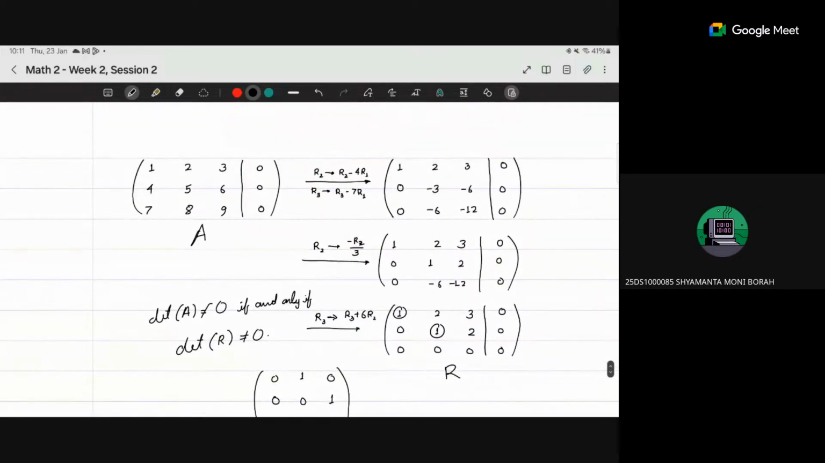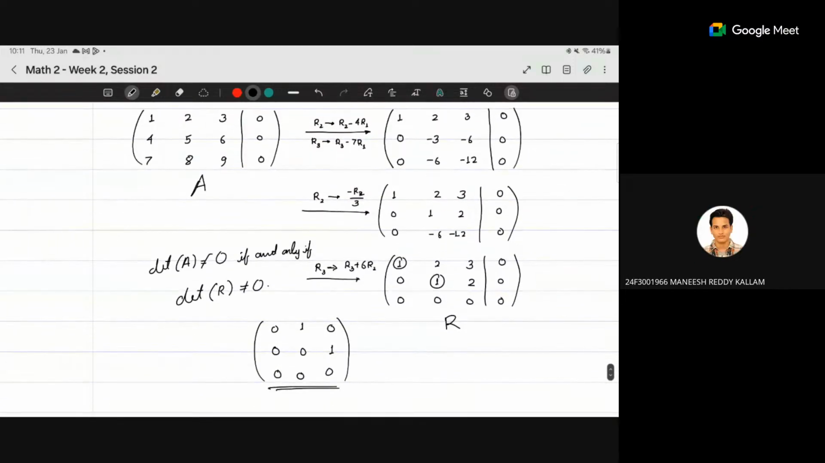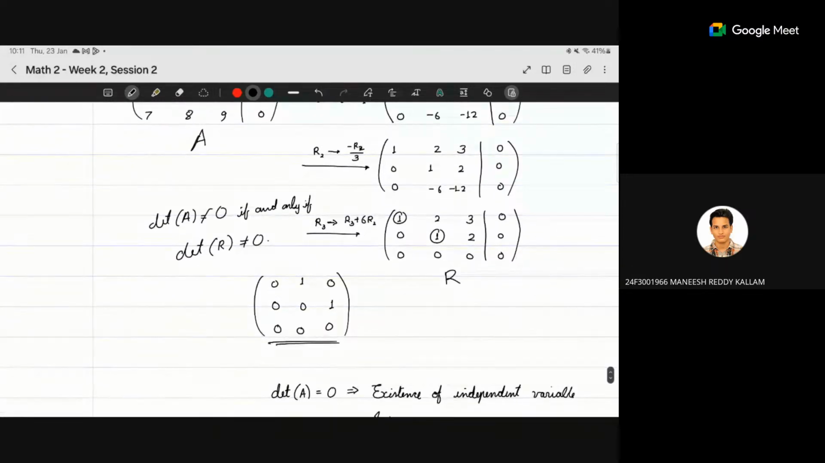Sir, if the determinant of A is not equal to 0, then you will get a unique solution? Because if the determinant of A is not equal to 0, for a square matrix, if we are solving a homogeneous system of equations, then we'll get 0 as the solution. That was my question, sir.